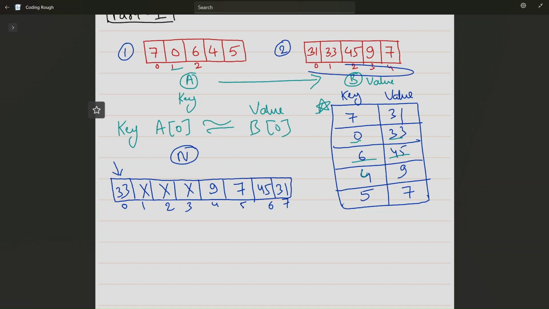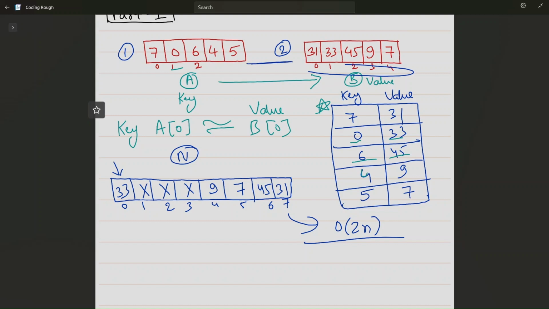The issue is that we have a lot of space wastage over here, right? And now, what is the space complexity? If we see, the space complexity will be of the order of 2n. So we are just doubling the space over here, in this scenario.